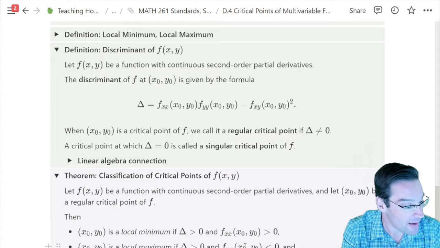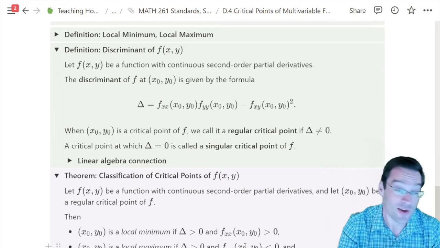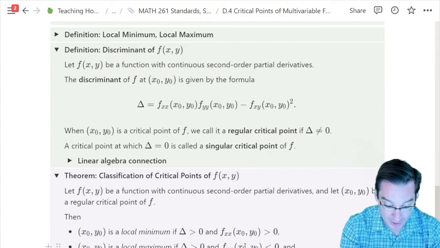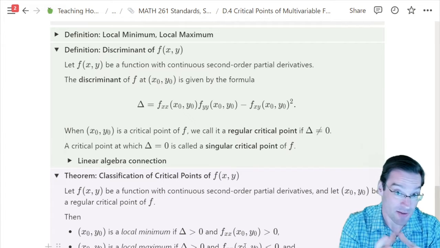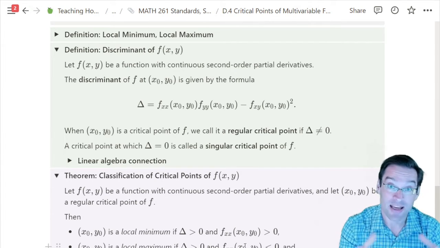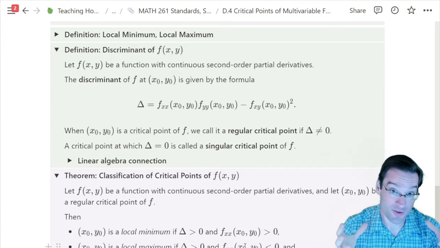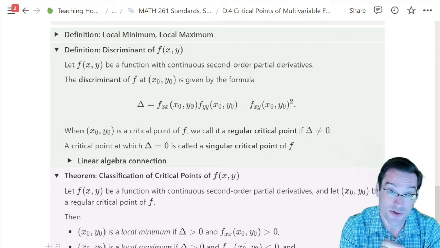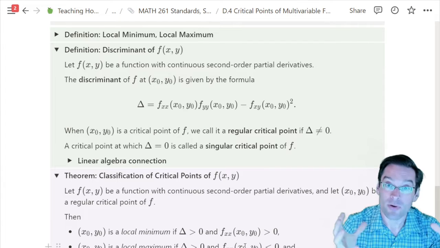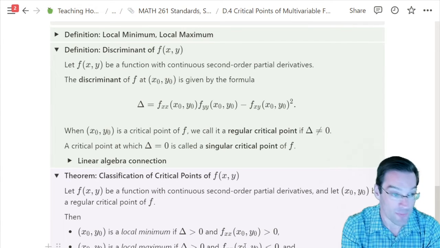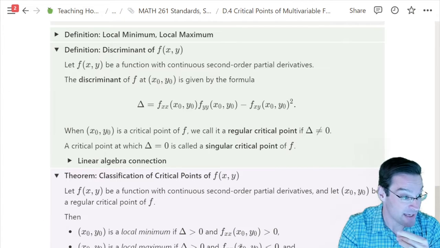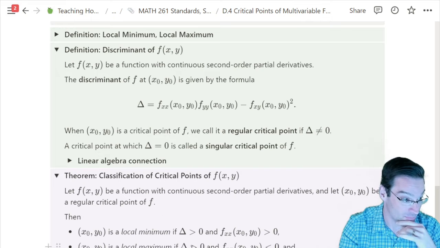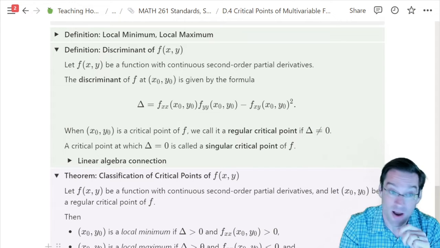So maybe the quick summary is this: my quadratic function defined by a square matrix is positive definite, so we're going to get a minimum, if all of the eigenvalues of that square matrix are positive. And all the eigenvalues of a 2 by 2 square matrix are positive when I multiply both of them together, I get a positive number, right? And when I multiply the eigenvalues of a matrix, I get its determinant. So that's why we need the discriminant here, this delta, to be positive.